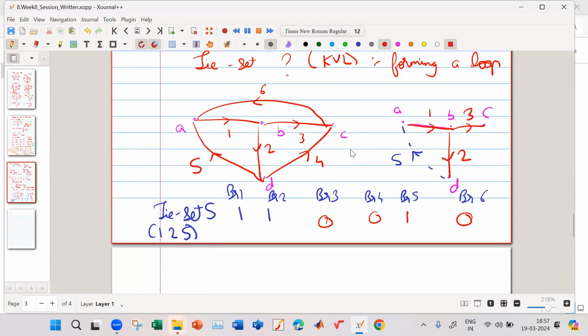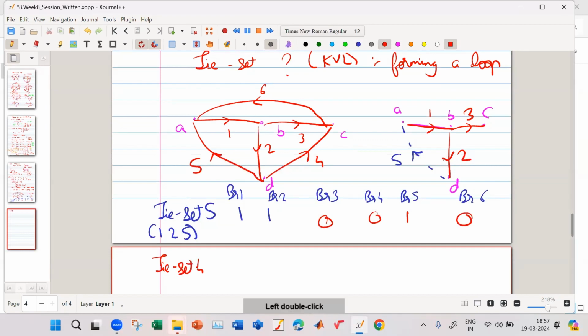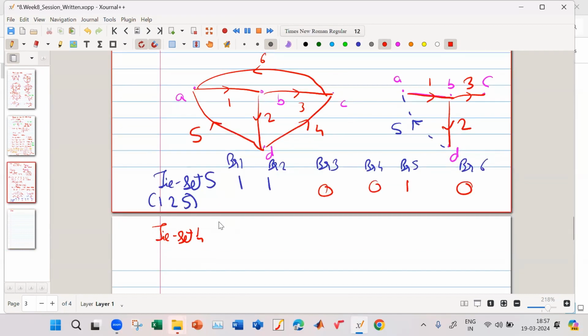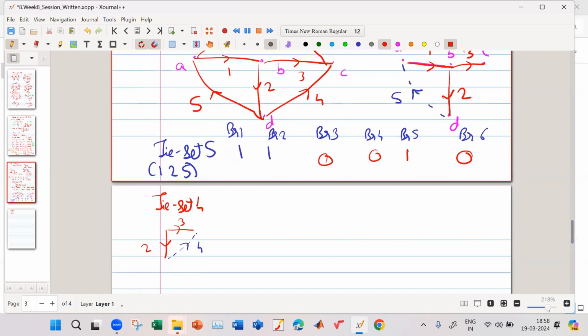So this is for tie set 5. What is for tie set 4? Tie set 4, let me draw. It is formed by 2, 3, 4. This is my tie set 4. And this is 3. So what will be the numbers given? 2, 3, 4.